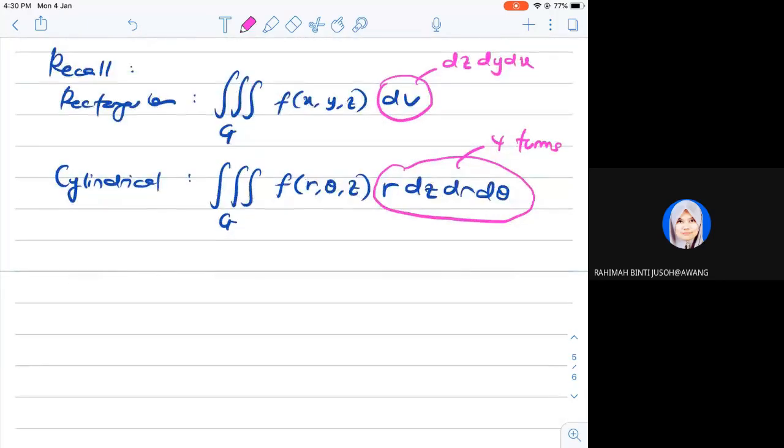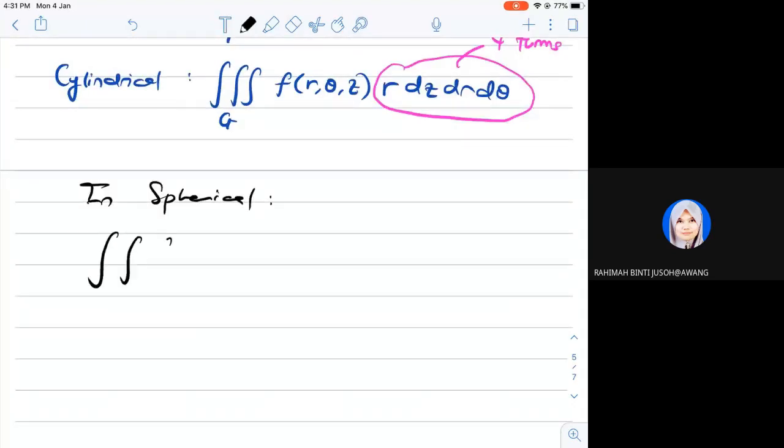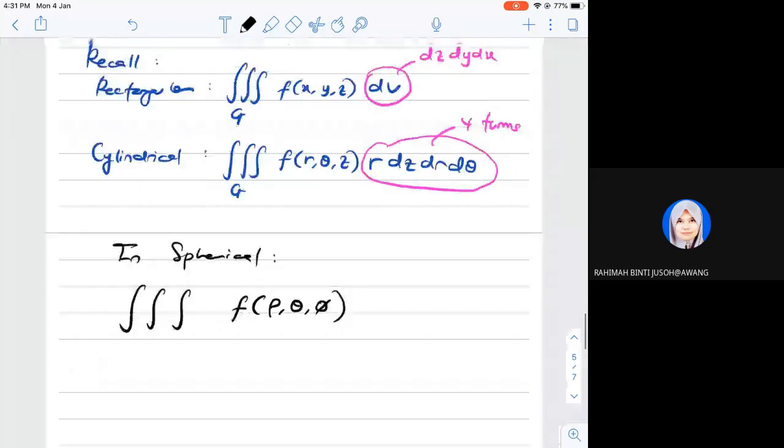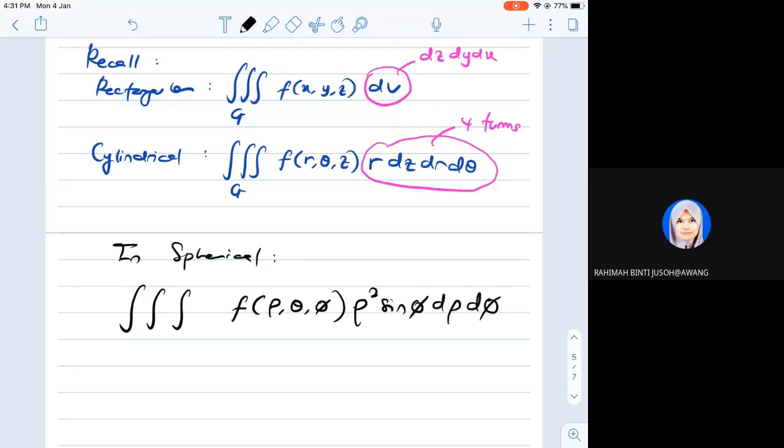Now in spherical, this is what we are going to learn today. In spherical, we will have triple integrals. f of r, theta, z becomes f of rho, theta, phi, or rho, phi, theta, either one. And our dv for spherical has five terms, which are rho squared sine phi d rho d phi d theta. This is your dv.